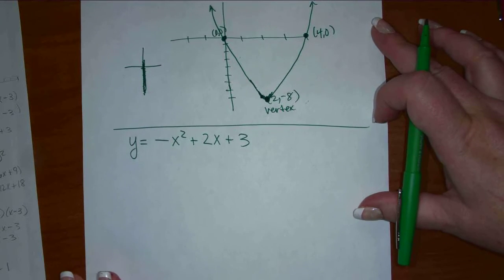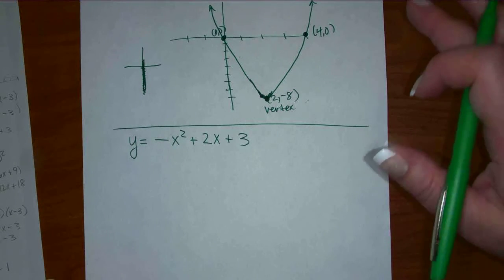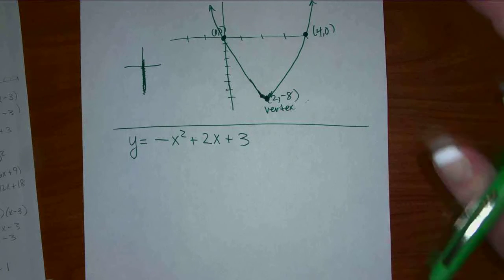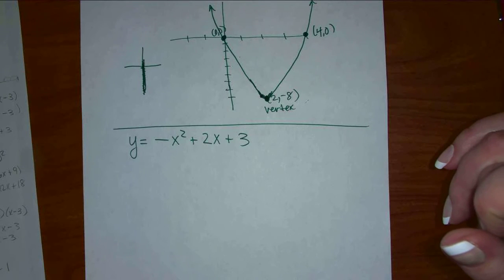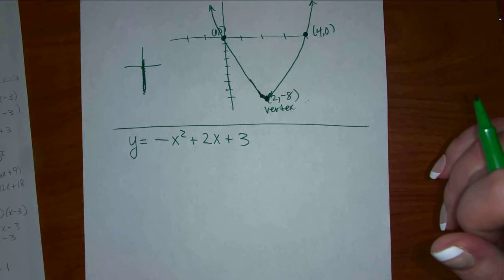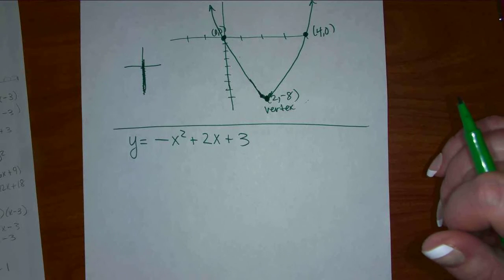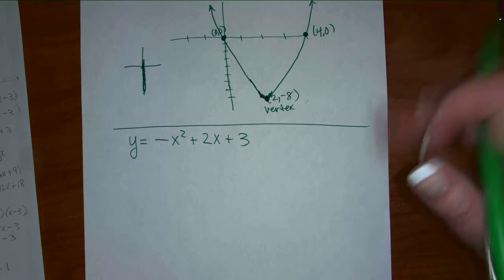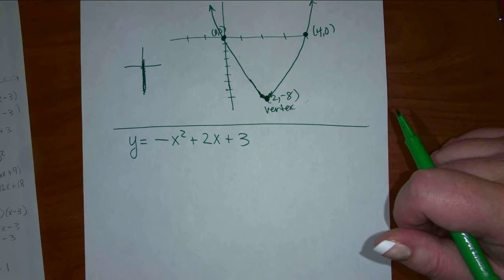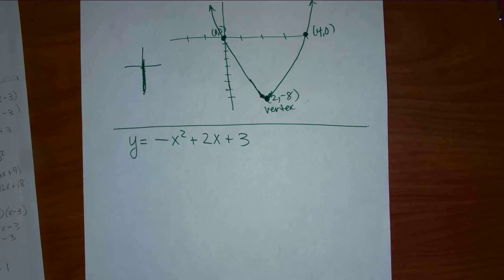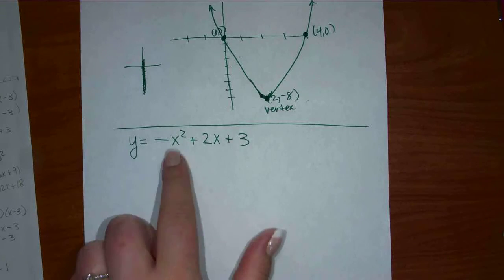So do you remember from high school what happens when the A is negative? Right, it goes upside down. You don't need to know that because you draw your vertex and your points, and the points are going to be underneath. The vertex is going to be higher than your points. So you don't even really need to know that, but it's good to know that it's going to open downwards.